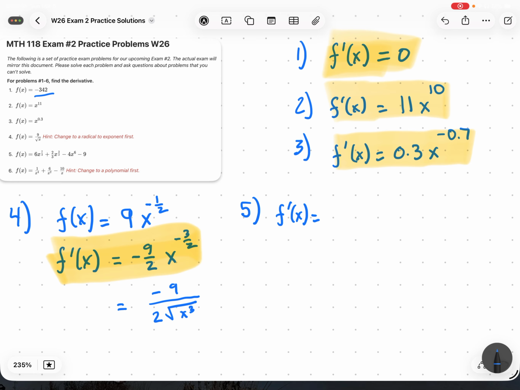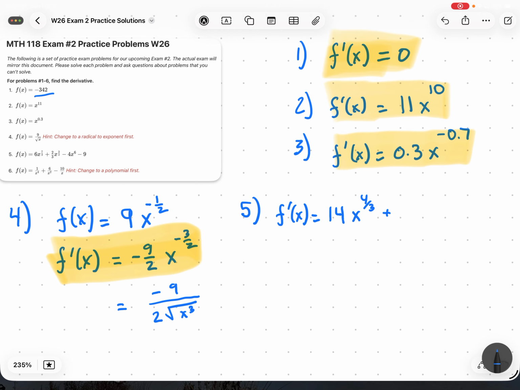I have to bring that 7/3 down, that's the exponent, and multiply it by 6. When that happens, I end up getting 14. You can double check my math on that, but 7/3 times 6 is 14, basically because 42 divided by 3 is 14. And then the exponent, I have to do 7/3 minus 1. So I'm going to subtract 3/3. So that's going to be raised to the 4/3 exponent.